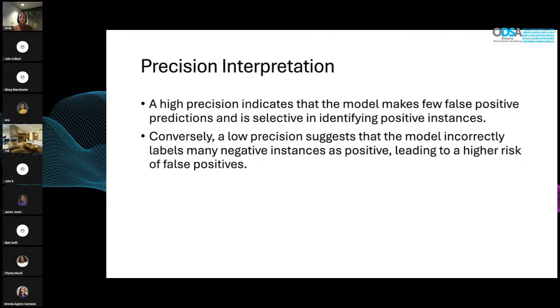So interpretation here, if the model makes few false positive predictions, it has a high precision. If the value is closer to 1, then that model makes very few false positive predictions in selectively identifying positive instances.